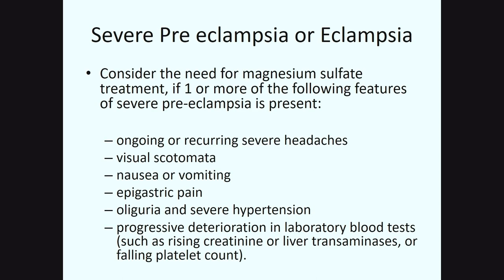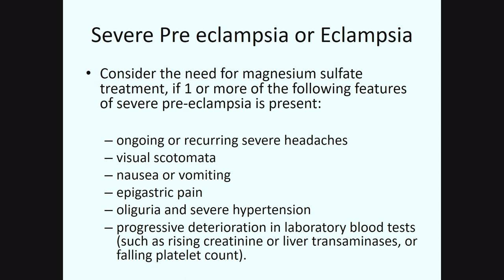Consider the need for magnesium sulfate treatment if one or more of the following features of severe preeclampsia is present: ongoing or recurring severe headaches, visual scotomata, nausea or vomiting, epigastric pain, oliguria and severe hypertension, and progressive deterioration in laboratory blood tests, such as rising creatinine or rising liver enzymes or falling platelet count. So those are the indications to give magnesium sulfate in a severe preeclamptic or eclamptic patient.